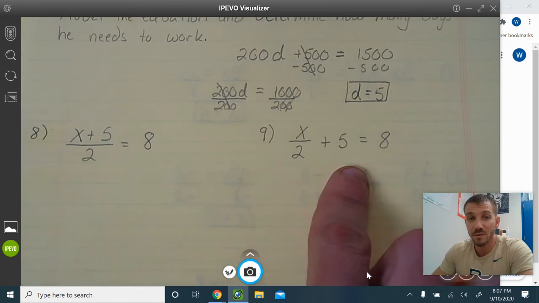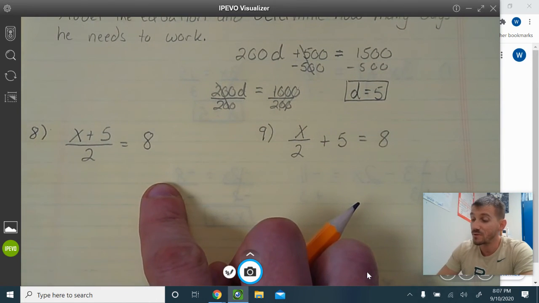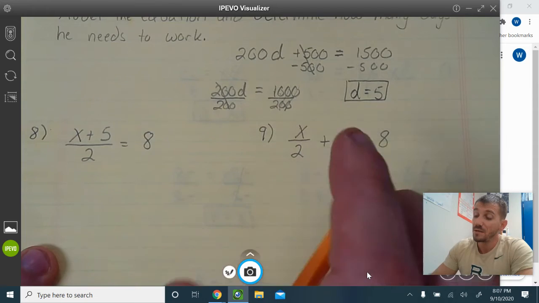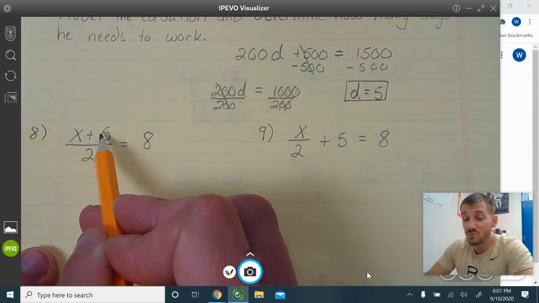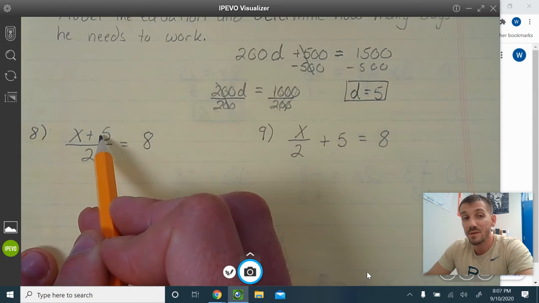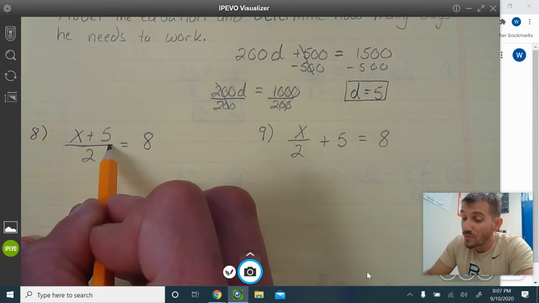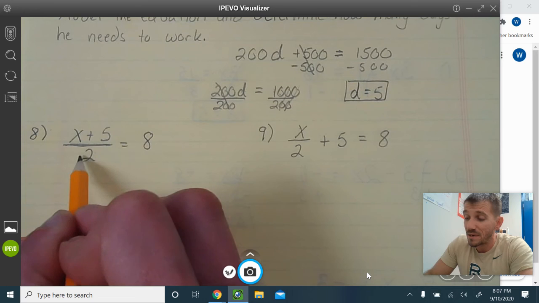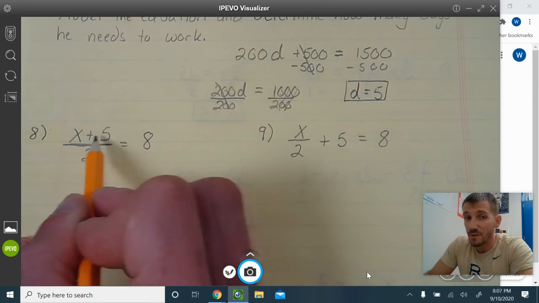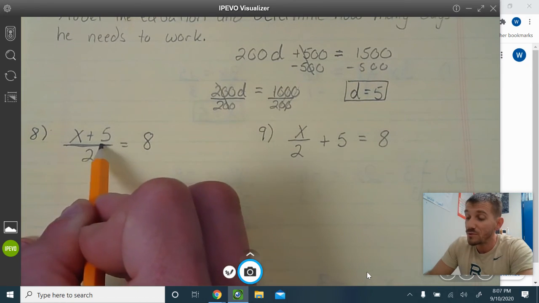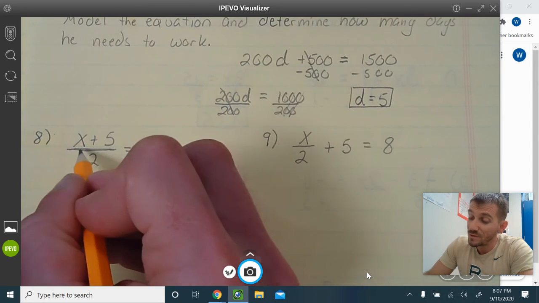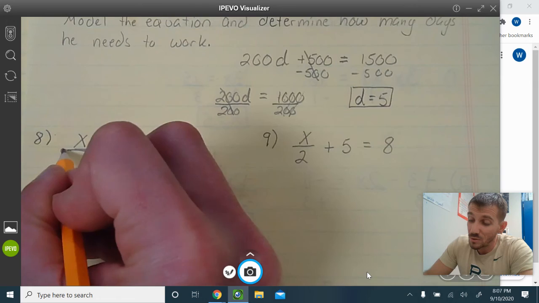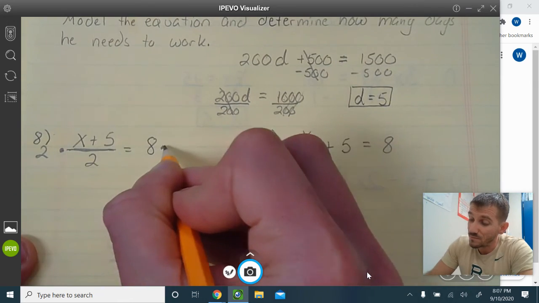So these two get mixed up between students very often, what the first step is. A lot of people want to get rid of this minus 5 or this plus 5 right here by subtracting 5, but you cannot. And the reason why is this whole thing is being divided by 2. The whole thing, the 5 included. So you have to get rid of this division first. So to get rid of divided by 2, you got to multiply both sides by 2.